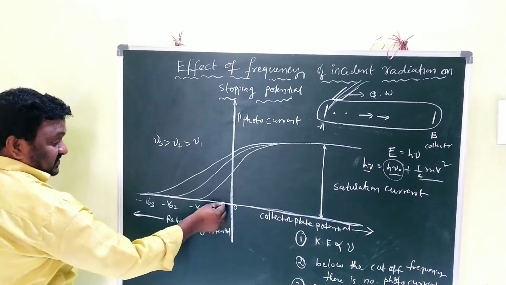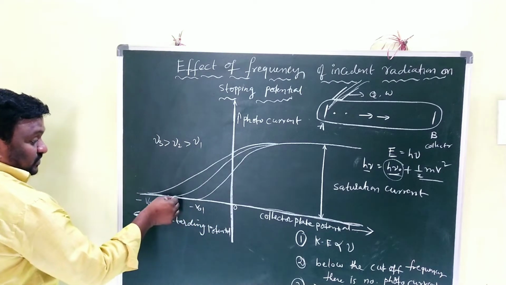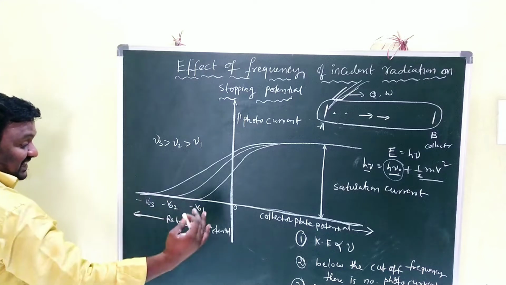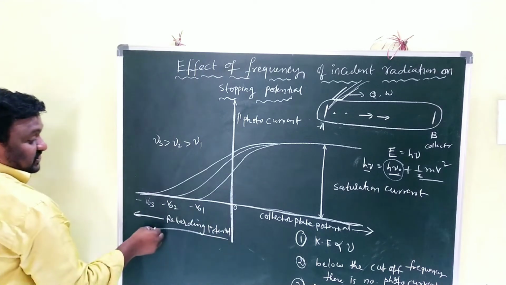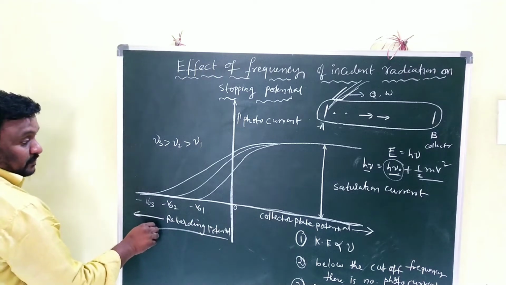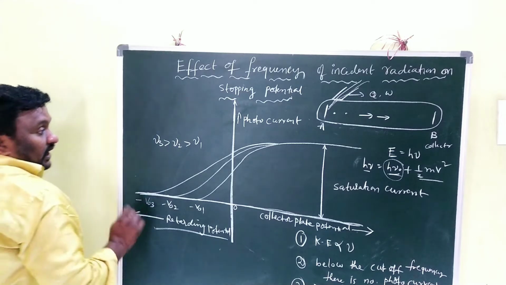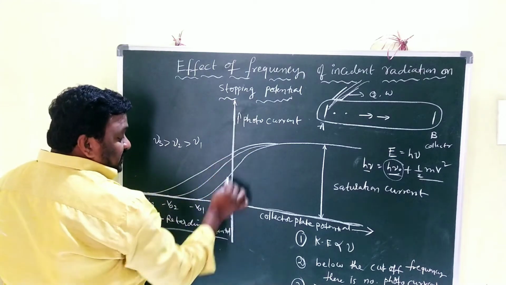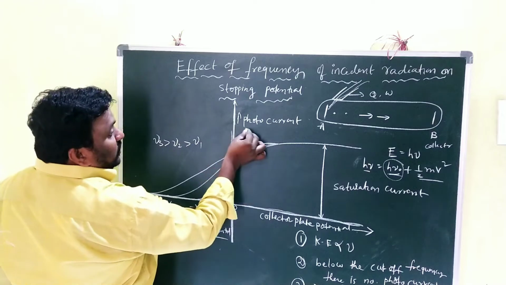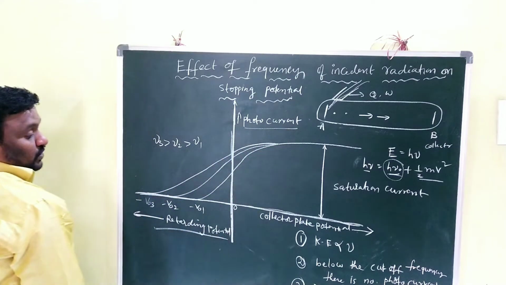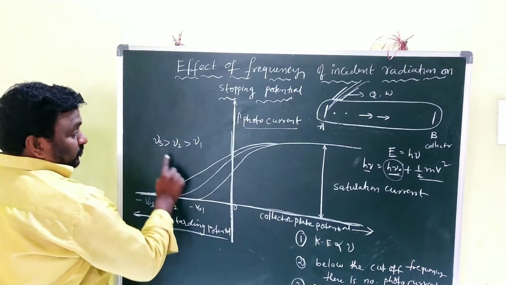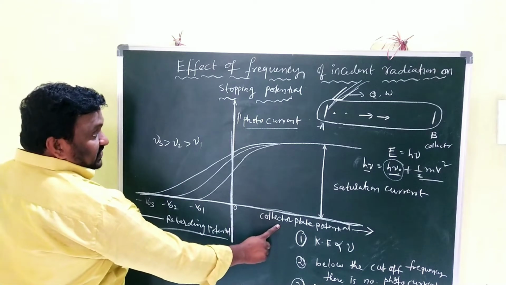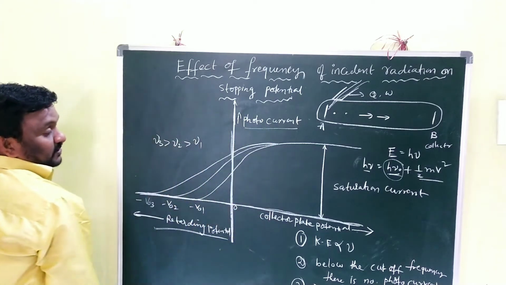And the next thing, children: where the collector potential value decreases, that is the retarding potential. Clear? And on the y-axis, what do we have, children? Yes, this is the photocurrent. Now we want to compare the frequencies, potential and photocurrent.